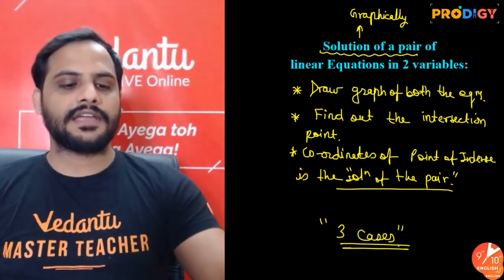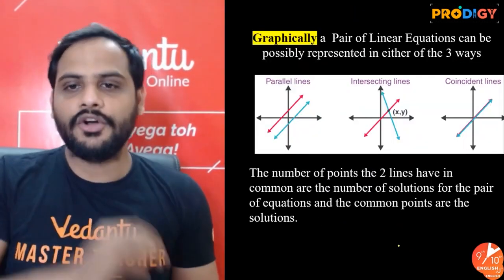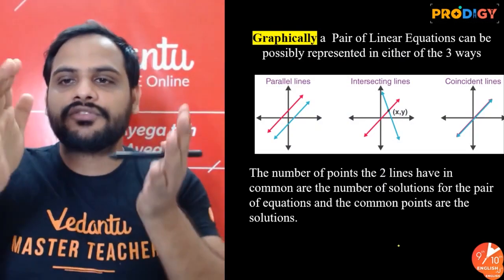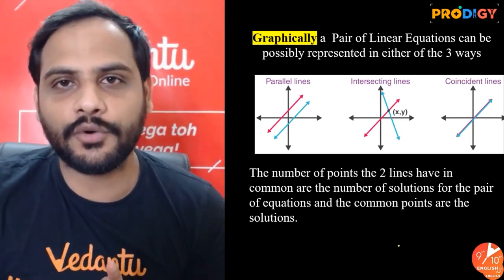There will be 3 cases. What will those 3 cases be? Sir, either the lines are parallel, or the lines are intersecting, or the lines are on top of each other. Those are called coincident lines.